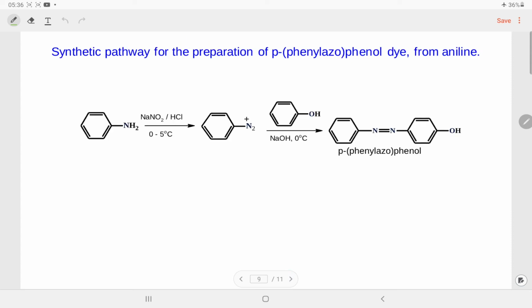The synthetic pathway for the preparation of phenylazophenol dye is that you start from the aniline. This is aniline, and you have the dye. So this is where you need the coupling reaction of the amine. And remember that this is the naphthol. And you can refer to your book.